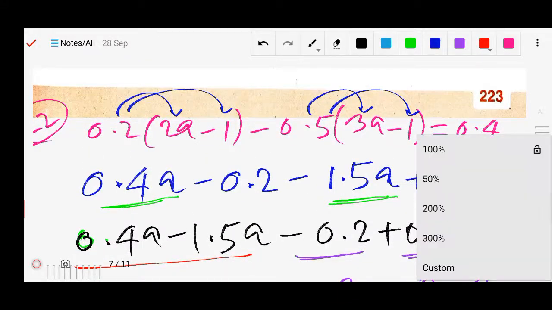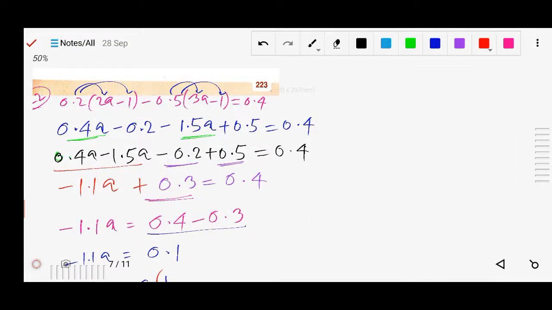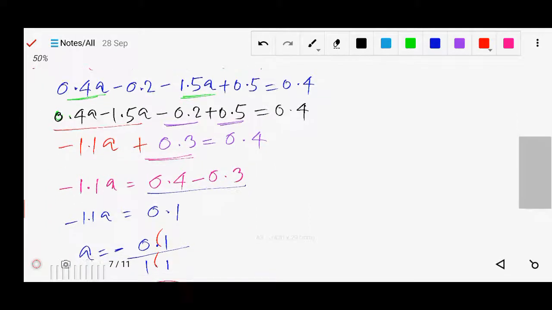Understood? See the solution again. Okay, its answer will be minus 1 by 11, which means option B will be the correct answer. Okay.